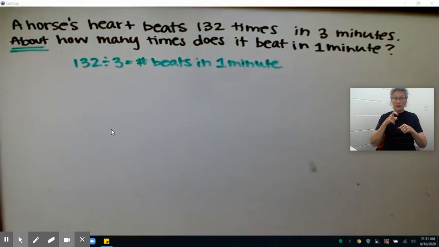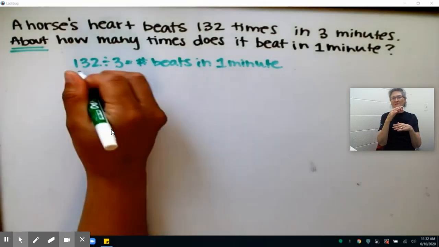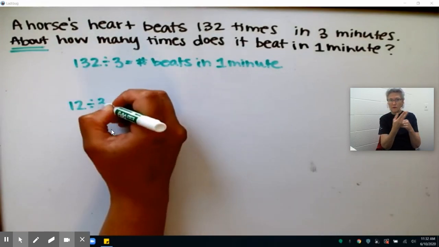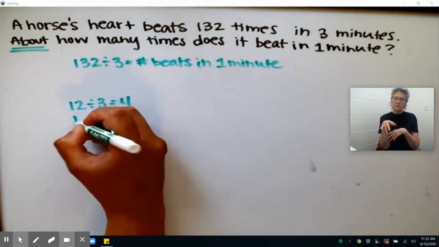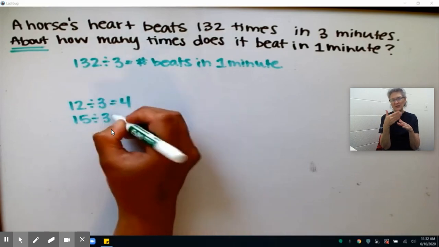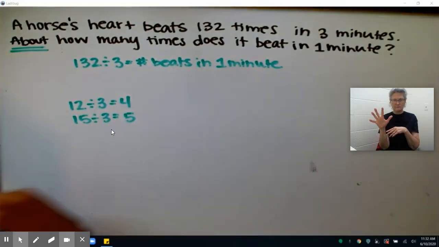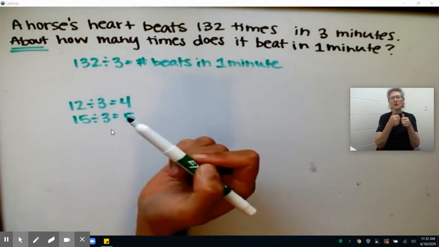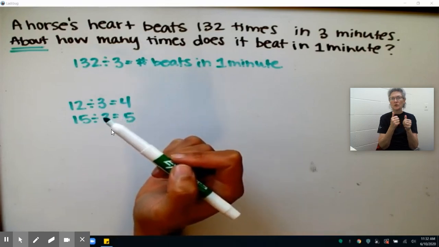Now, I need to pause and think about finding some numbers that are close to 132 that divide easily by 3. In order to do that, I'm going to be using some of my basic facts. The basic facts that I can think of that would help me in this situation would be 12 divided by 3, which is 4, or maybe 15 divided by 3, which is 5. I need to decide which one of these basic facts would be more useful to me in this situation.